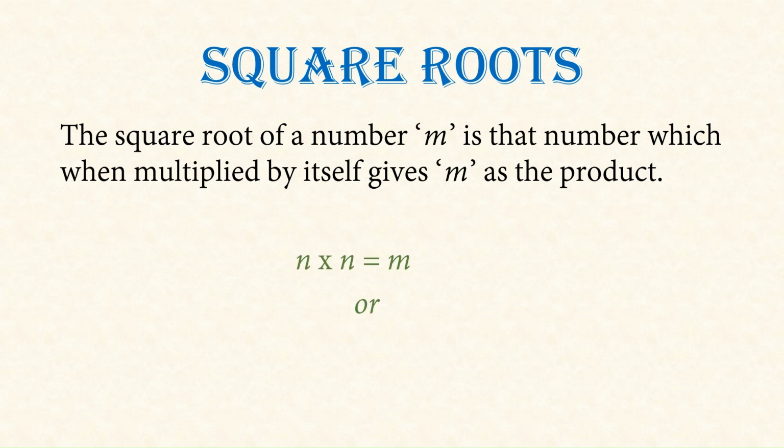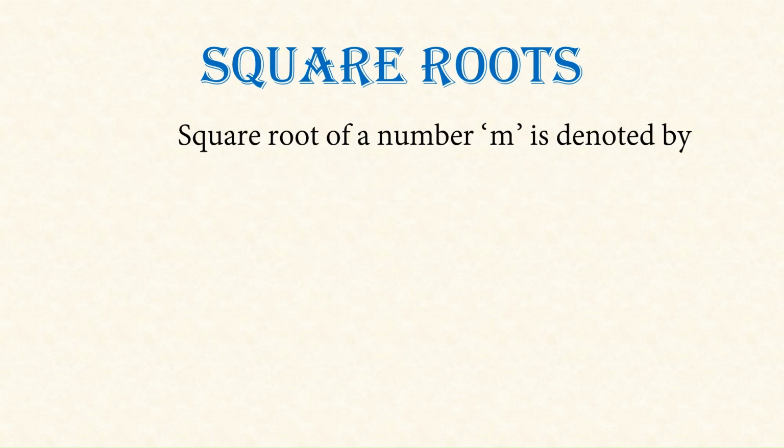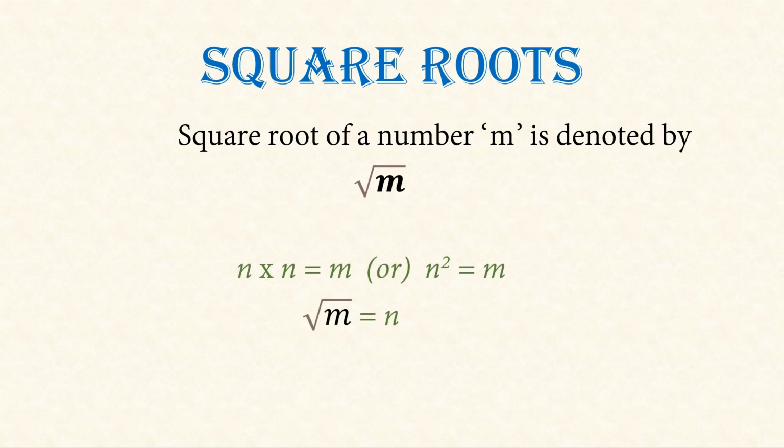Say n be any natural number, then n into n is equal to m, or n square is equal to m, then we say n is the square root of m. Square root of a number can be represented using this symbol, square root m. So when we say n into n equal to m or n square equal to m, root m will be equal to n.